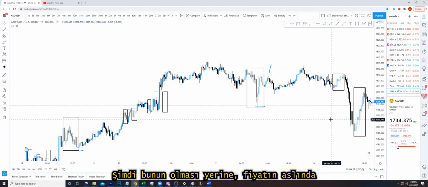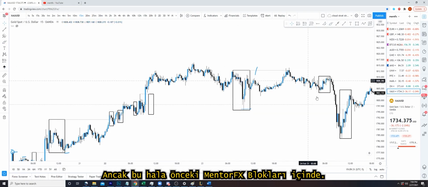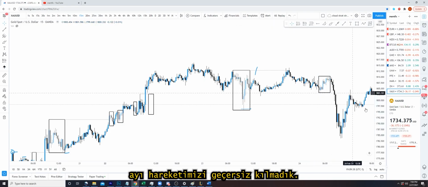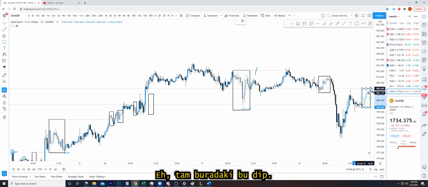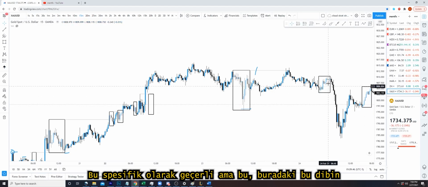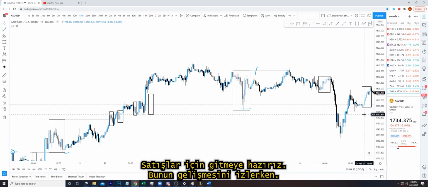Now, instead of that happening, you will see that price actually goes to make a new high. But this is still within the previous MentorFX block. So we have still not invalidated our bearish movement in price. Now, what caused this high right here to form? Well, this low right here. You can draw that out. And again, this is not valid for sells yet. This one specifically, this one is, but this one is not until it gets below this low again. The second this low is traded through, we are good to go for sells.